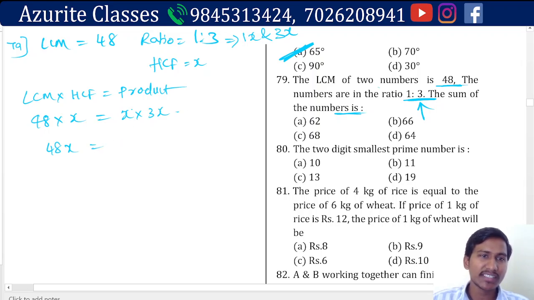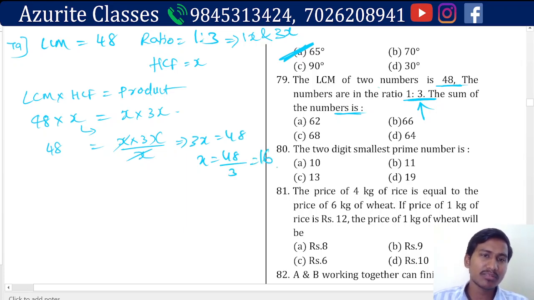So 48x is equal to x into 3x. So here the x and the x cancel. If you take this x to that side, it will divide. So 48 is equal to x into 3x by x. This x and this x cancel, so 3x is equal to 48. So 3x is equal to 48 means x will be 48 by 3, that is 16. So x is 16.